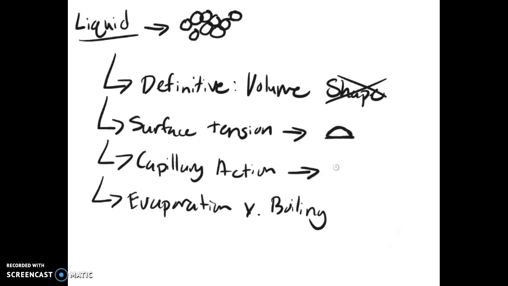Now, capillary action is basically what happens when, let's say you have a spill of water and you want to mop it up. So you get a paper towel. It's going to be gray because I can't draw white on white.